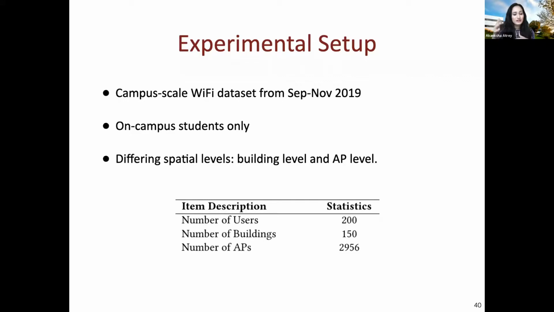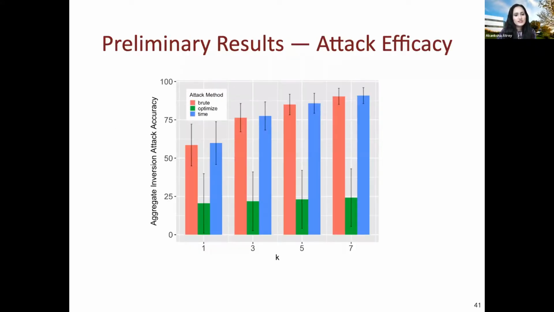Note the spatial levels: it's a very big domain size. Even with buildings, if you're trying to predict which building you have been to among the 150, that's a very big domain size. Jumping to access point level is even bigger. So in this work, what we're trying to see is how a low-level spatial versus high-level perform in terms of privacy preservation. I'm going to present some preliminary results today.